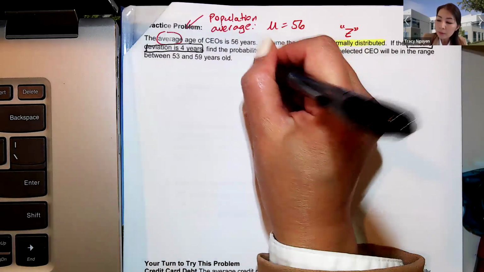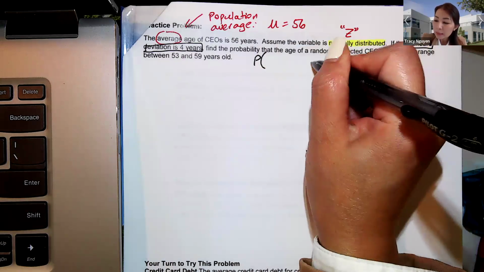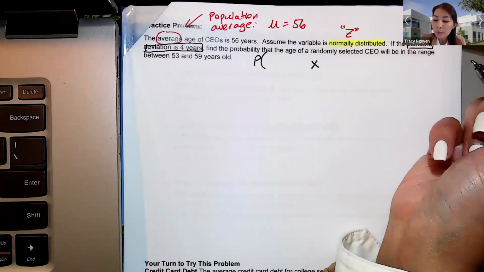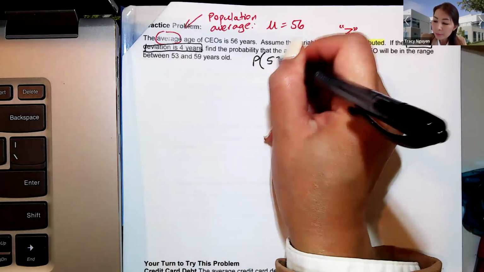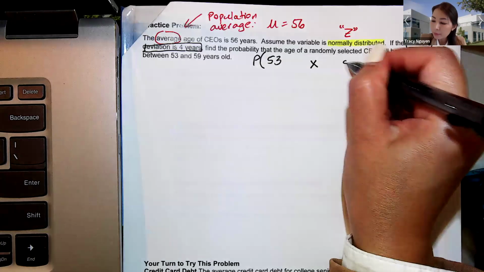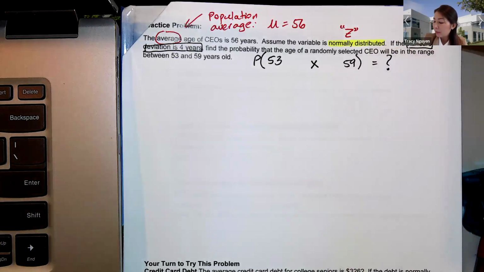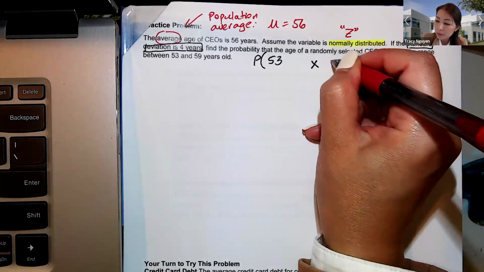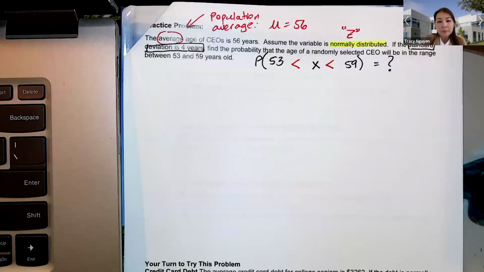So we're looking for the probability that a randomly selected CEO age is between, and here we write the lower number is 53 and the bigger number is 59. This is what we are looking for. All right, so like I mentioned, how we do between? We do inequalities like this.